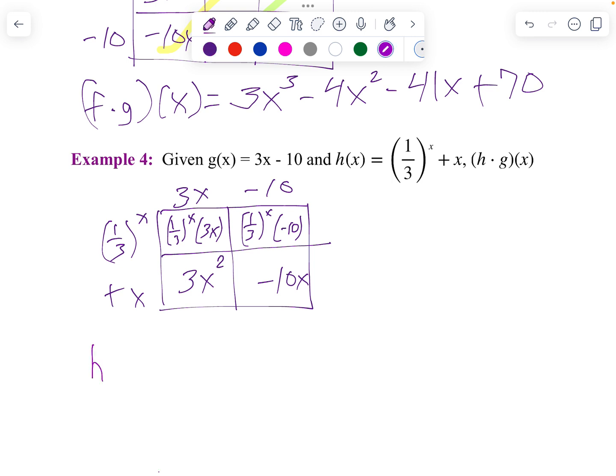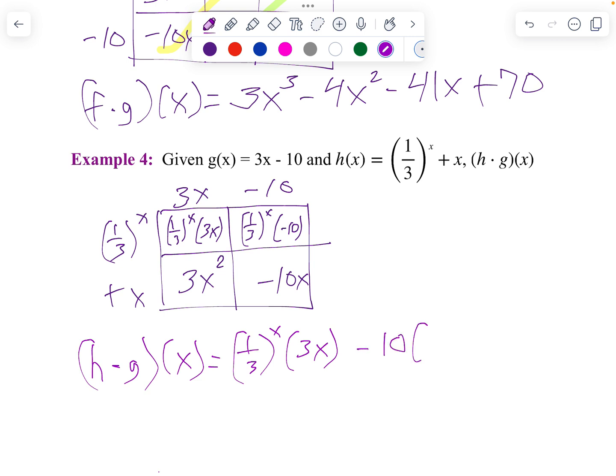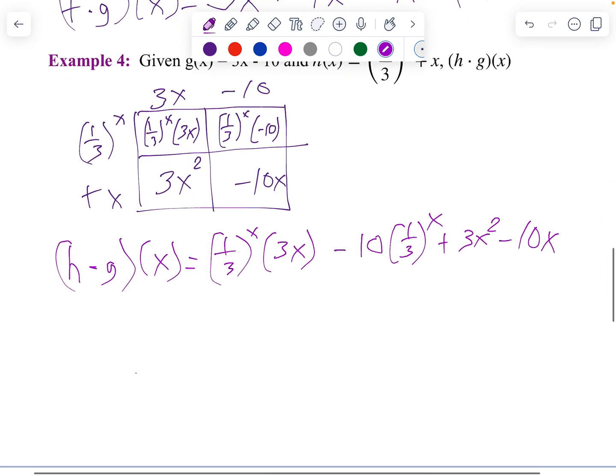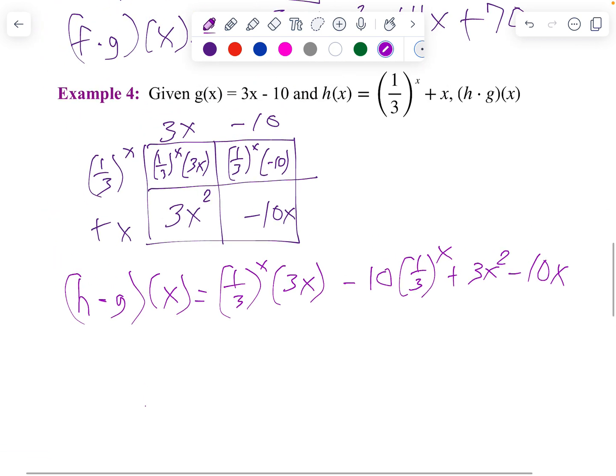So h times g of x is going to be 1/3 to the x times 3x. A positive times a negative is a negative, so I'll say minus 10 times 1/3 to the x plus 3x squared minus 10x. And there is our answer. Kind of a long one. So you might get some long answers.